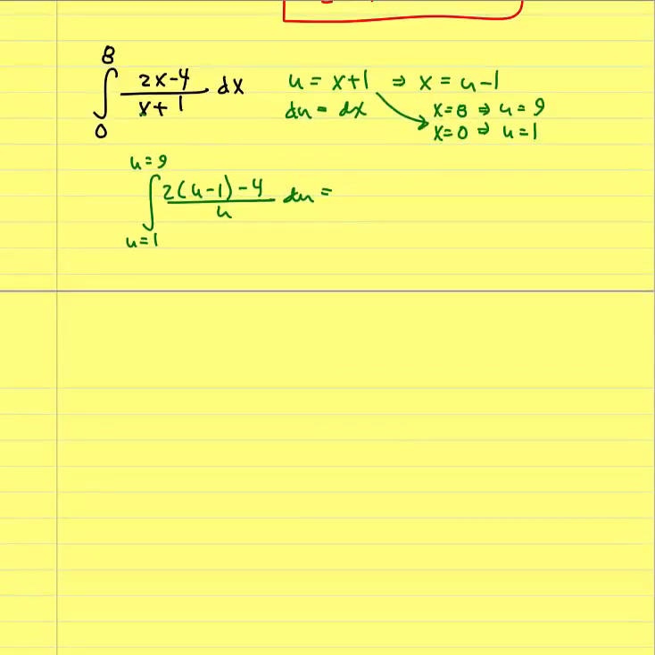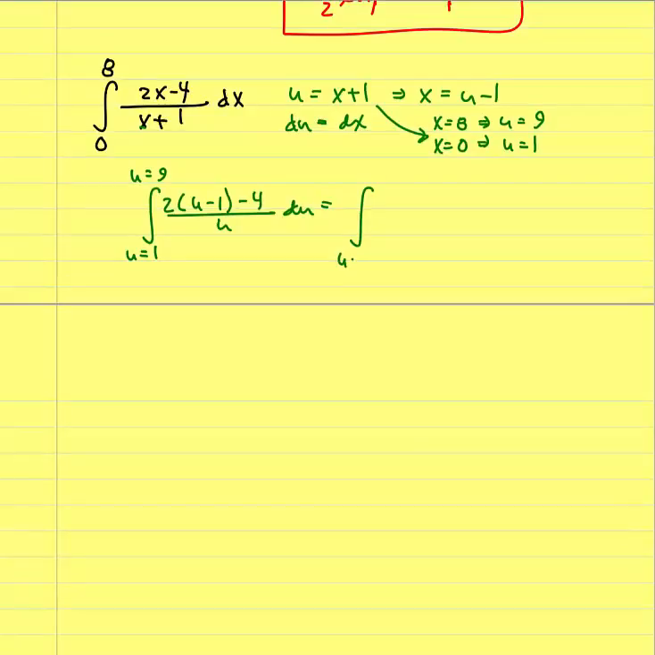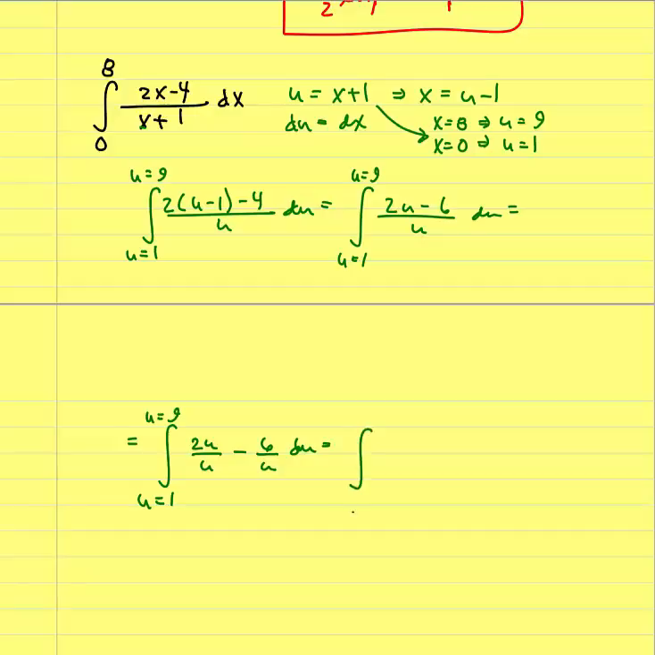Okay, so we're going to simplify this. So again, I'm going to keep my limits of integration. So I have 2u minus 2, which would be minus 2 minus 4 is minus 6, all over u du. I'm going to keep rewriting this, u equal 1 to u equal 9. So I have 2u over u minus 6 over u. Okay, we're simplifying. U equal 1 to 9. 2u over u simplifies to 2.